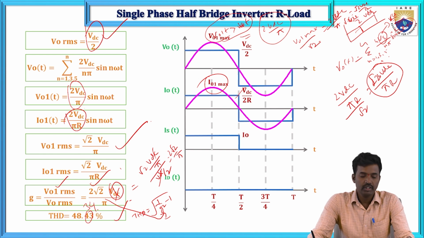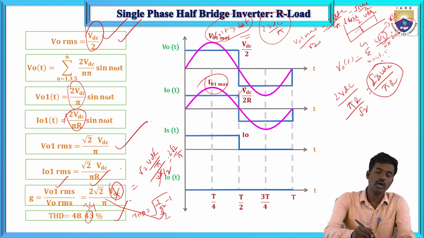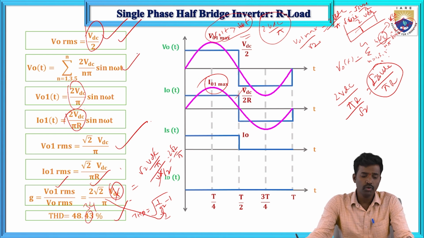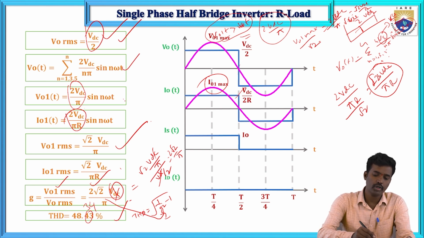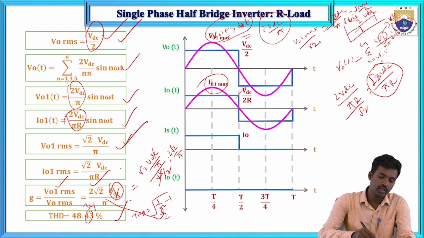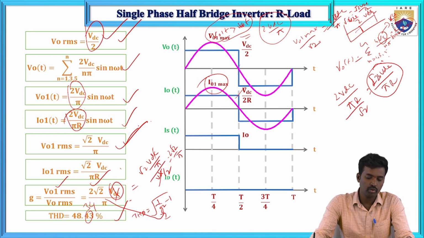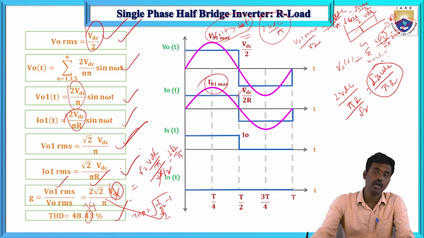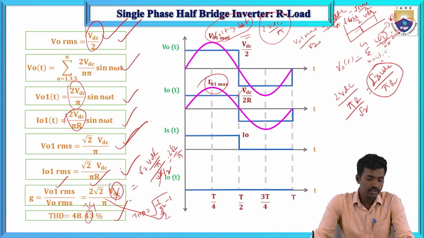So now these are the formulas: the output voltage RMS value, the Fourier series of output voltage, the fundamental component of output voltage, the fundamental component of output current, and next the fundamental component RMS output voltage, the fundamental component RMS output current, and the distortion factor.